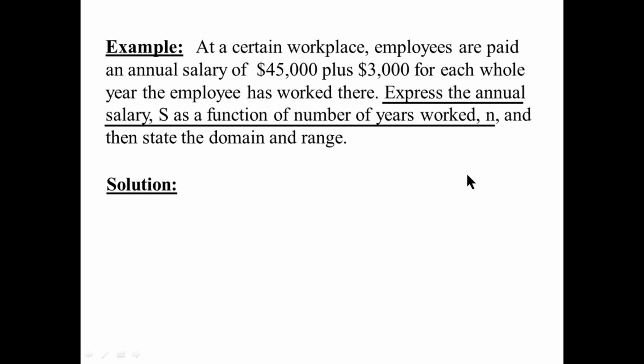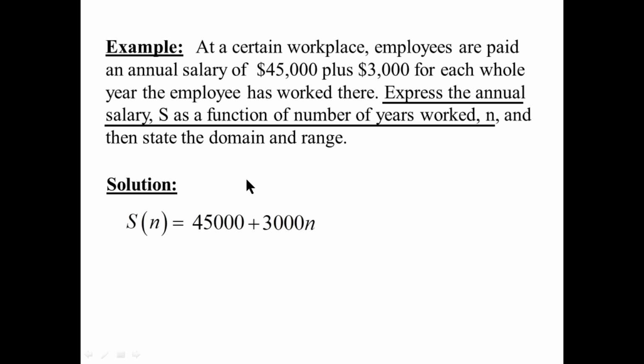it says express the annual salary S as a function of the number of years worked N. So we want S of N. We want a function machine into which we can substitute N. And it says the salary is $45,000 plus something. So we can start with that. The S of N is $45,000 plus something. And then it says $3,000 for each whole year worked. Well, it says the number of years worked is N, so it must be $3,000 for every N. And there it is. S of N equals 45,000 plus 3,000 N.